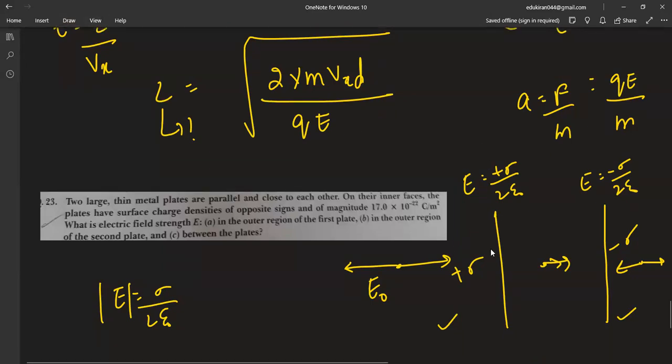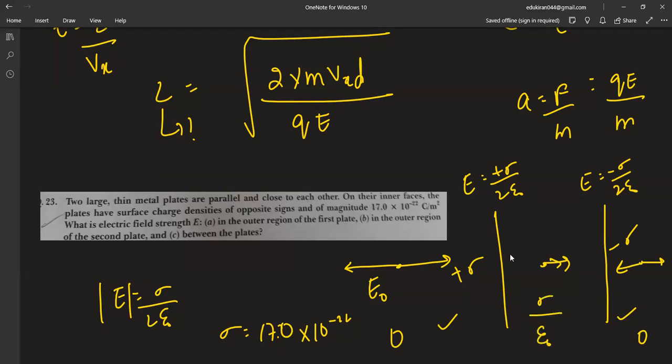This is one plate, this is one plate. Sigma is given as 17.0 into 10 to the power minus 22. Epsilon naught, the permittivity's value, you also know. For the outside regions, you will subtract and it will be 0. Sigma by 2 epsilon naught and sigma by 2 epsilon naught are the same in magnitude, so they cancel and you get 0. Similarly they cancel on the other side, you get 0. But only between the plates it will be added, so it will become sigma by epsilon naught. The 2 and 2 will be cancelled.